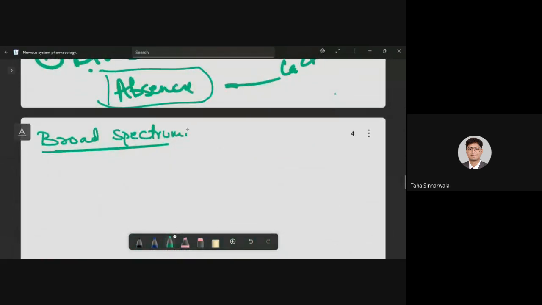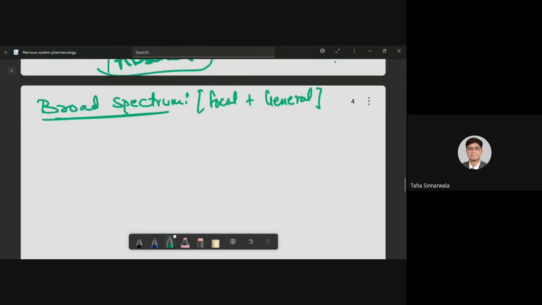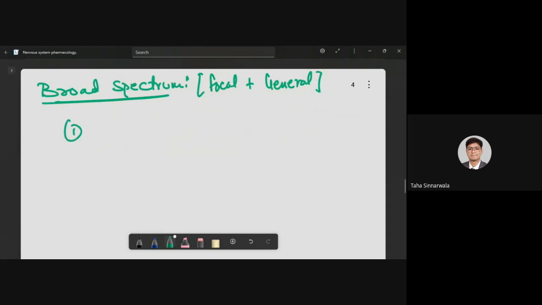So those were all the narrow spectrum medications. Now we have the broad spectrum medications. That means these medications work on both focal and general seizures. And the first medication that we'll talk about is valproate. One very interesting thing about valproate is that it is actually the most dangerous medication for neural tube defects.